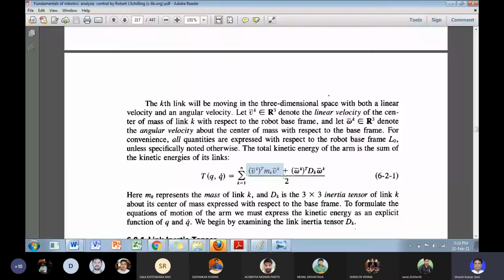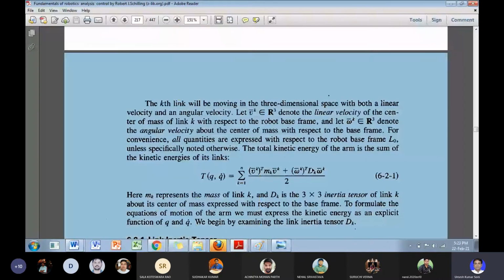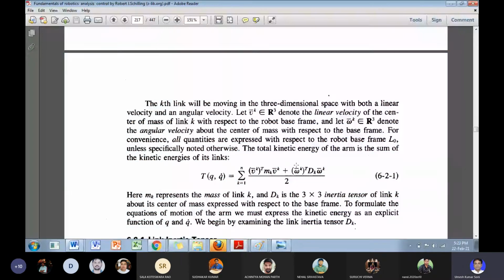So we generally know that 1 upon 2 mv square is the linear kinetic energy, and 1 upon 2 j omega square is the angular kinetic energy. So here dk is the inertia tensor, and mk is the mass of the link k, and mass is assumed to be centered at the center of this link.